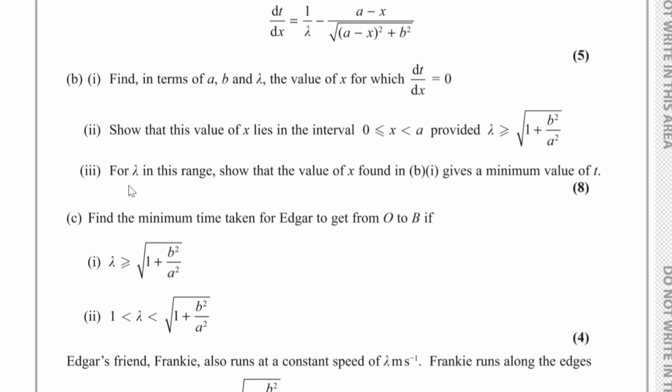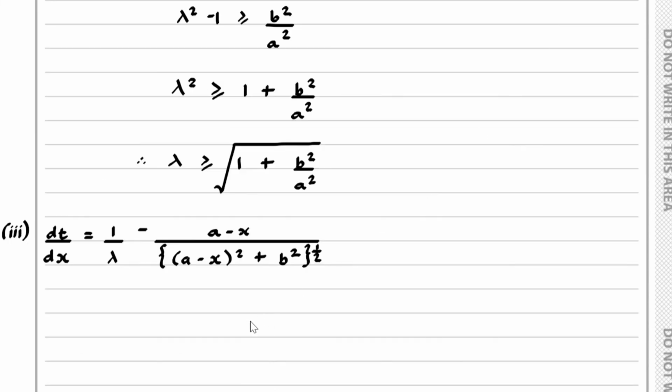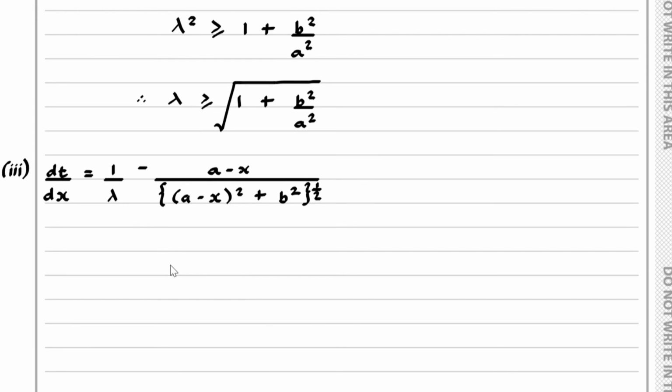Now we have to show for the third part, for theta in this range, we have to show that the value of x found in the first part of part b gives the minimum value of t. So we need to show that the value we found is a minimum, which means we have to differentiate once again. So here I've got dt over dx, but what I've done this time is instead of having the square root, I've raised it to the power of 1/2. So now to differentiate this once again, we need to use the quotient rule.